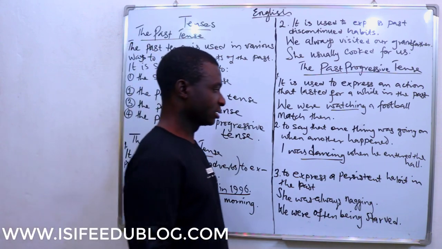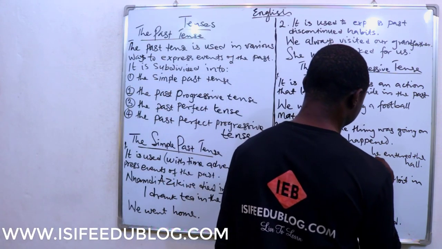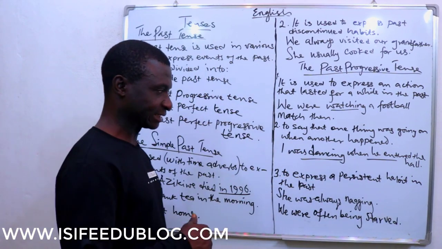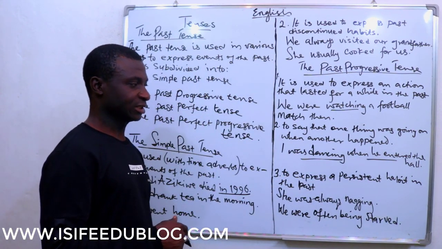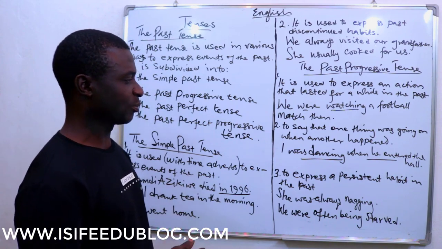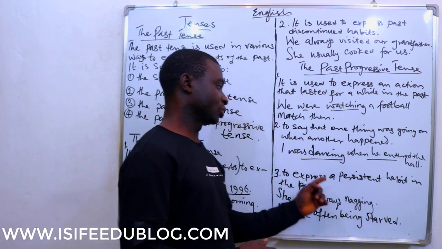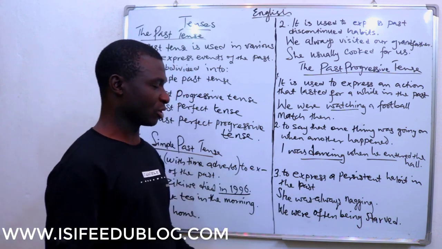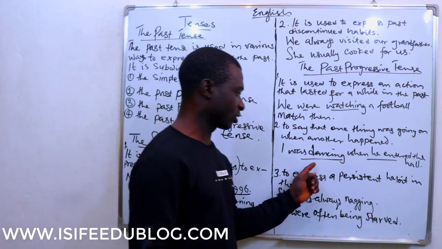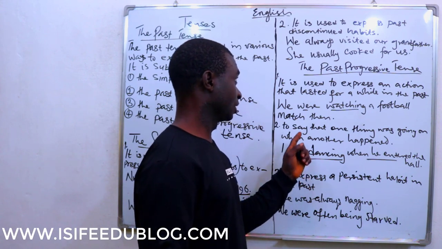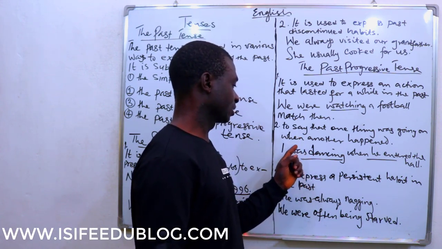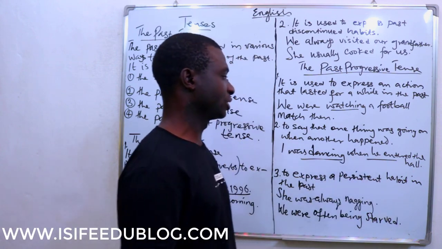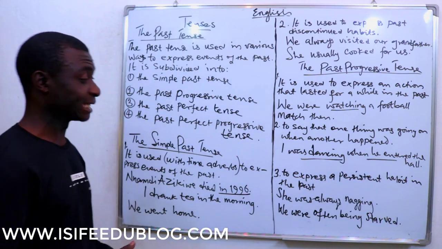So you see that in this second clause, we have used the simple past tense. Alright? So you can now see that the simple past tense can also be used to say that something happened when another one was ongoing. So the first clause used the past progressive tense, while the second clause used the simple past.